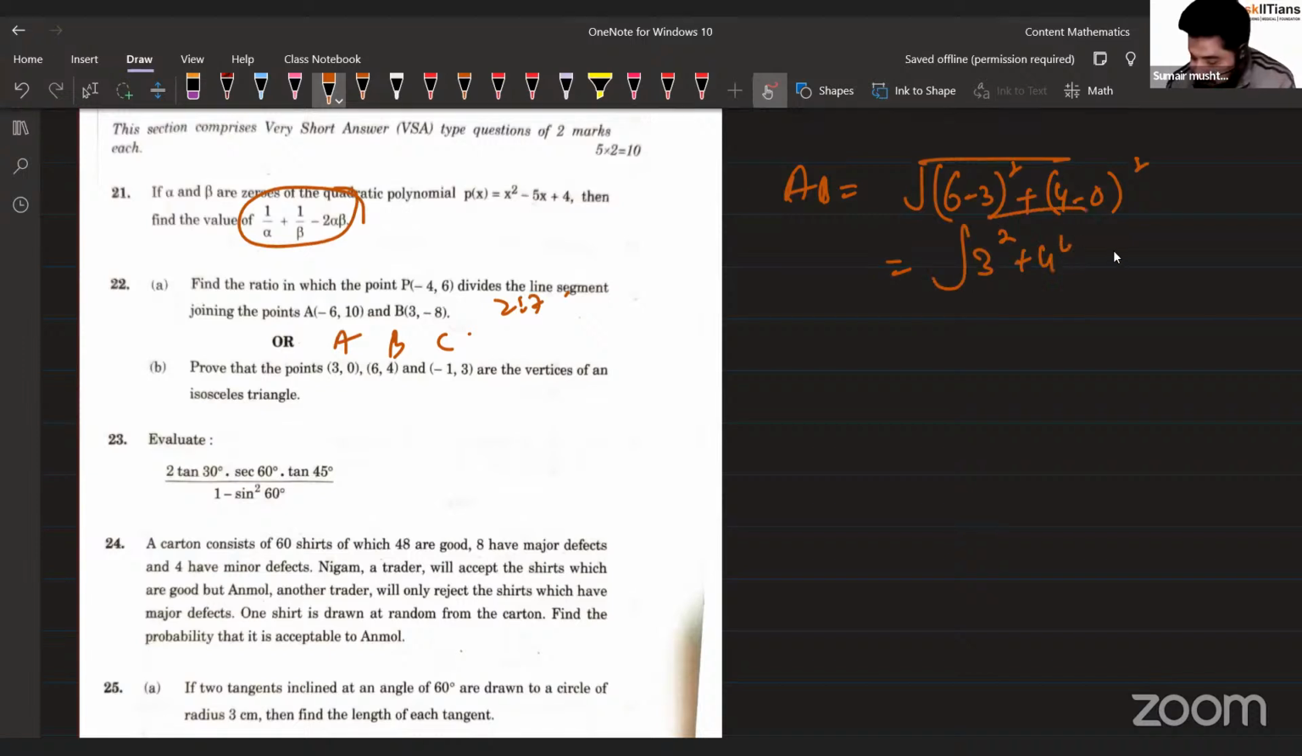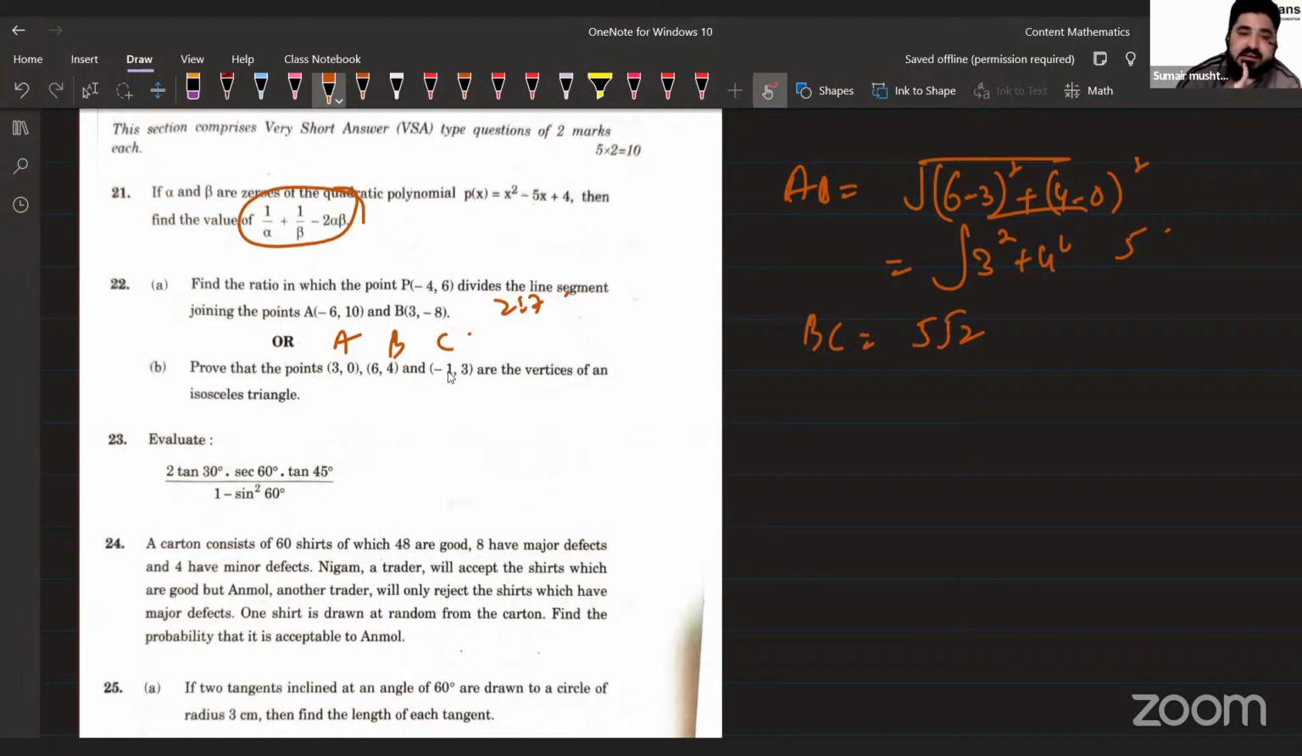And this is the very famous one, that is equal to 5, isn't it? AB is 5. So how much is BC? That is equal to 7. 49 minus 1 plus 1, that is 50. 50 can be written as 25 into 2, that is equal to 5 root 2. Till here, it's not this.